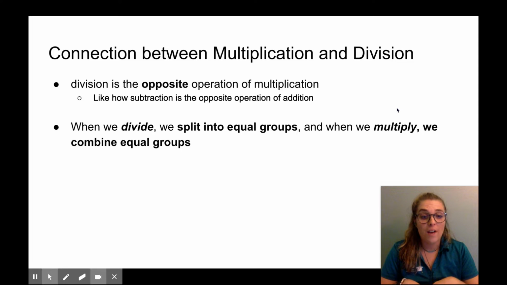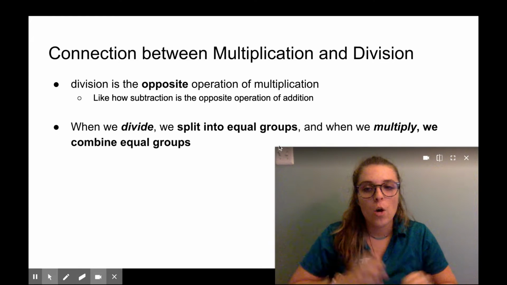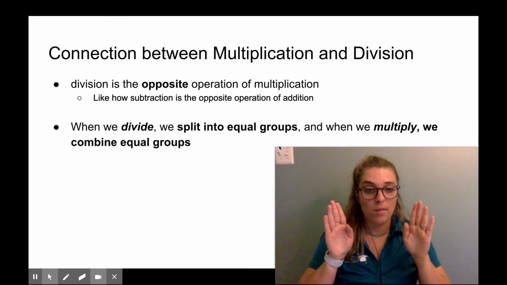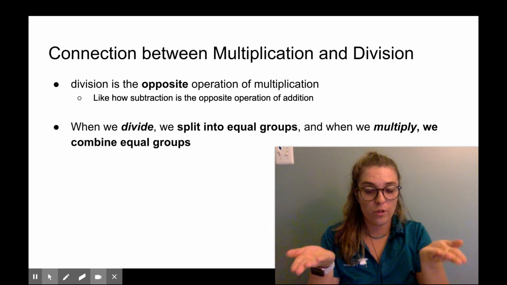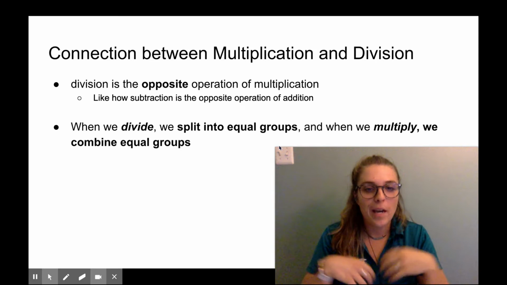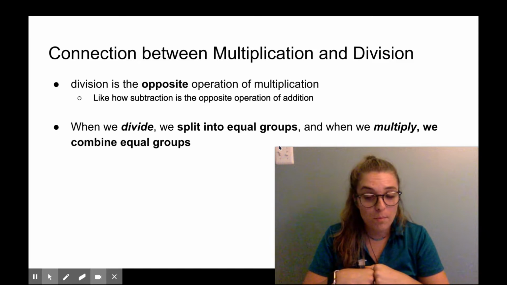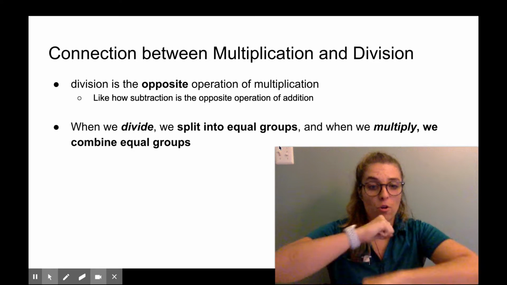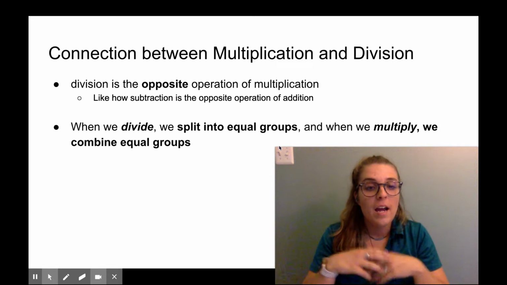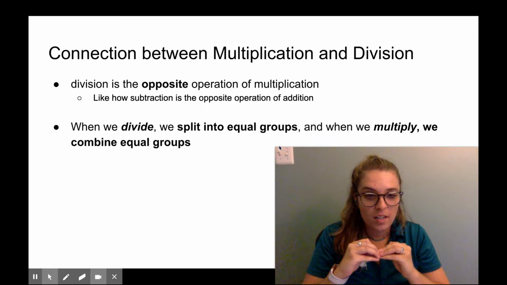When we divide, we split into equal groups. I'm going to make my video bigger just so you can see me do that better. When we divide, we split into equal groups. In comparison, when we multiply, we combine equal groups. We add the same equal groups over and over again until we get our product.